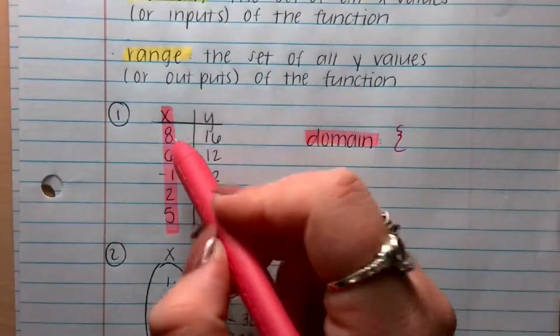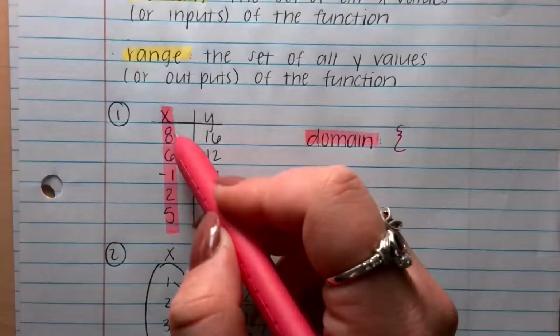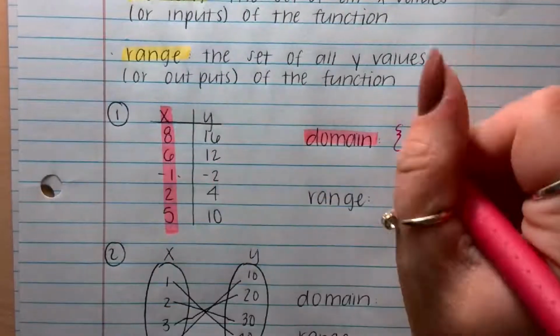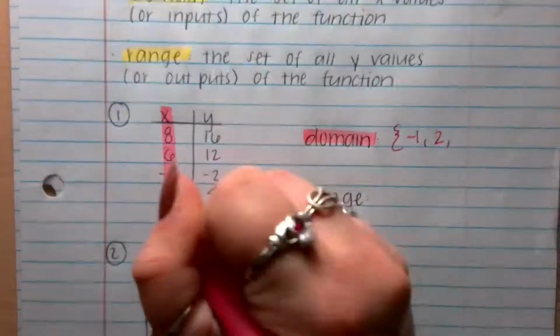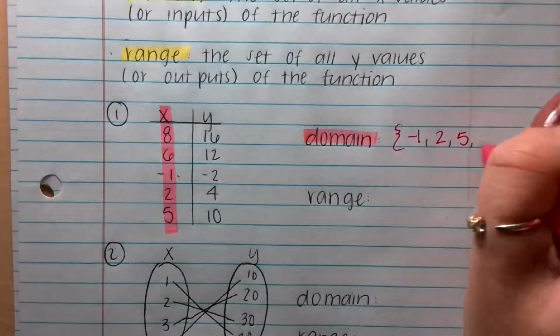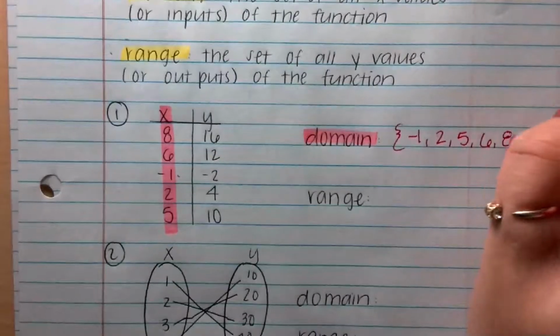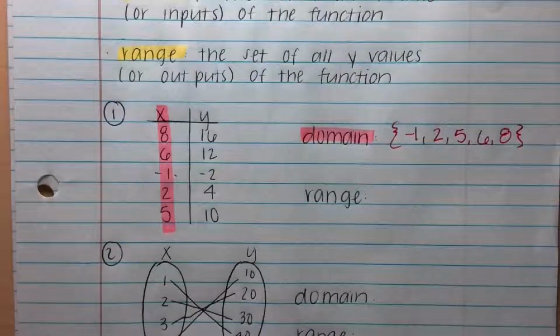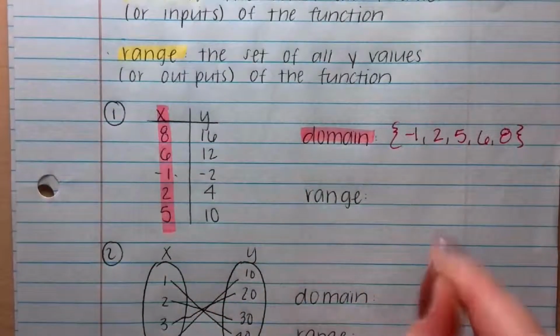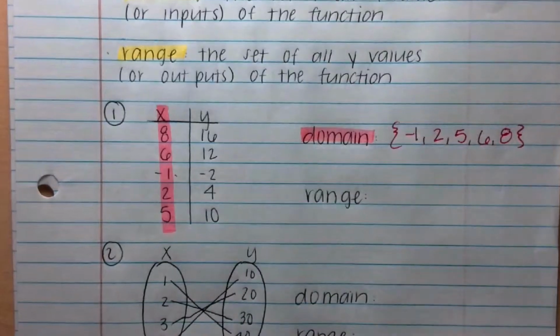So our domain, all these x values, we need to just put them in order. So we're going to start with that -1. Next is 2. Then 5, 6, and 8. This is like one of those math grammar things that I've always talked about, how I'm super annoying about math grammar. This is it, right? Listing these numbers from least to greatest.